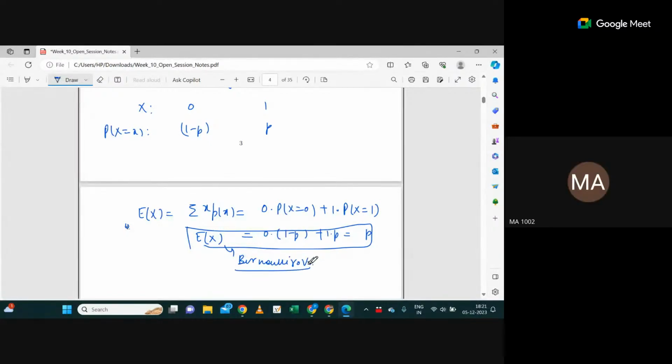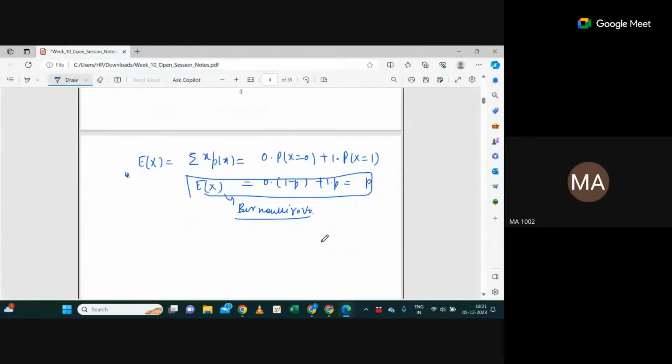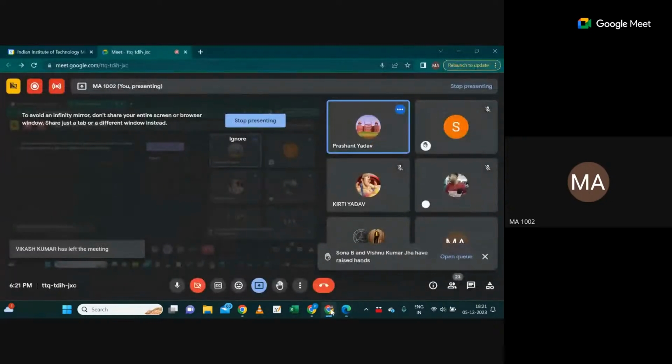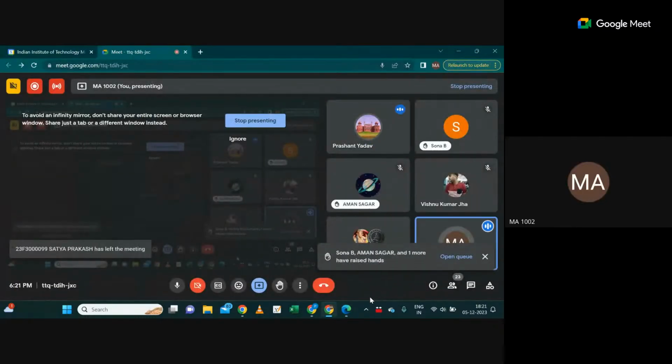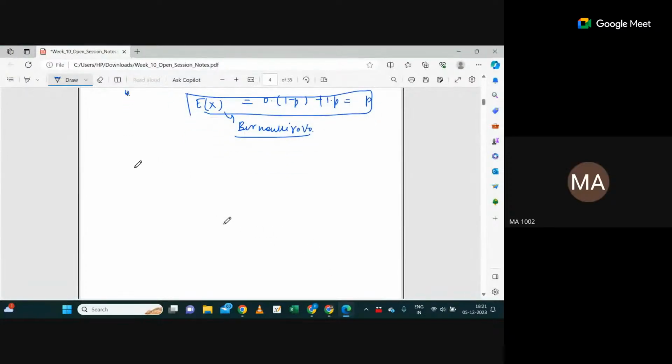Okay, how many of you have pen and paper right now? Do you have pen and paper? Yes, sir. Okay, how many of you know the discrete uniform distribution, or random variable? No one?